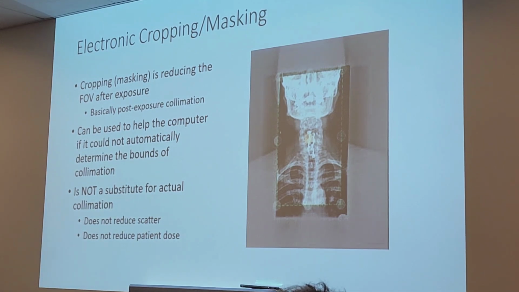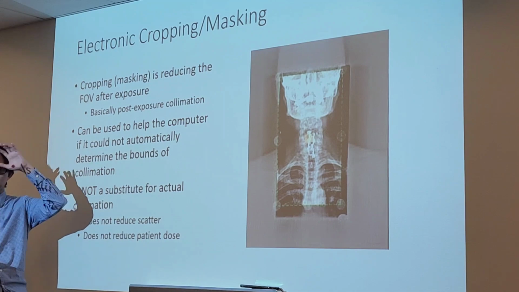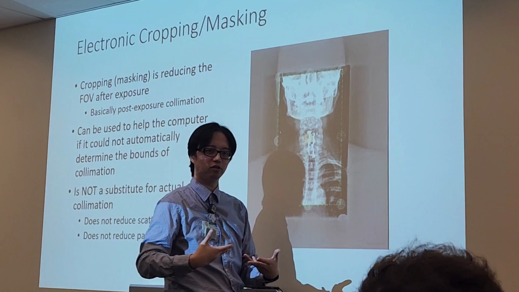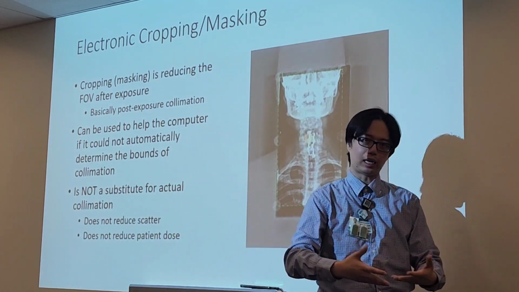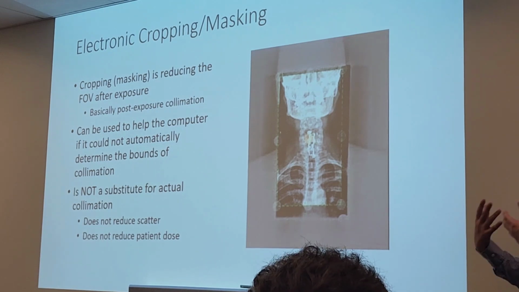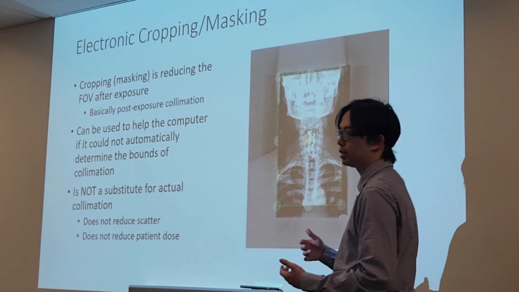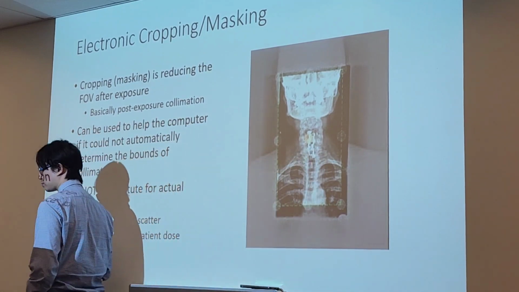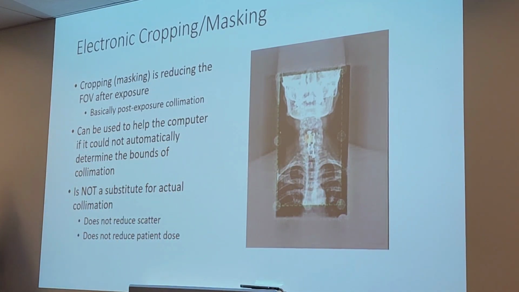What other issue comes with ignoring collimation? Scatter. X-rays hit a wider area, so there's more stuff for it to scatter off of. And then when it scatters, the IR picks it up, and now your image has more scatter on it. It has more fog on it. So your image quality looks worse because of poor collimation. So actual physical collimation is still very, very important.